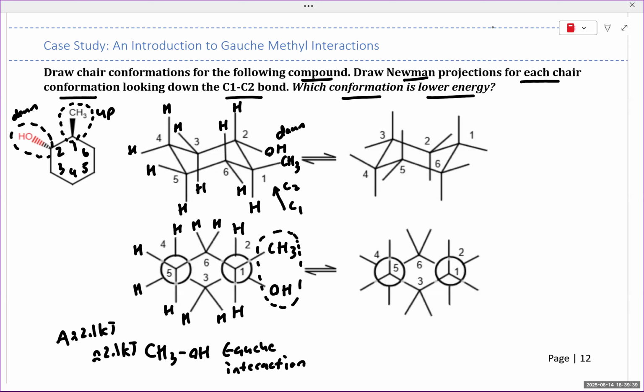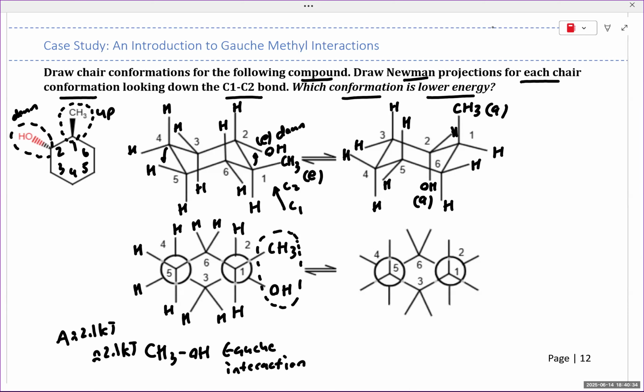Let's see if we see this kind of gauche interaction once again. Post chair flip, carbon 1 goes up, carbon 4 goes down. On carbon 1, we have our methyl group. Carbon 2, we have our alcohol. This time, because the alcohol starts pointing down on carbon 2, our alcohol will continue to be pointing down. Notice the methyl group was equatorial, and now it's axial. The alcohol was equatorial, now it's axial. Filling in our hydrogens, we finish this chair conformation.